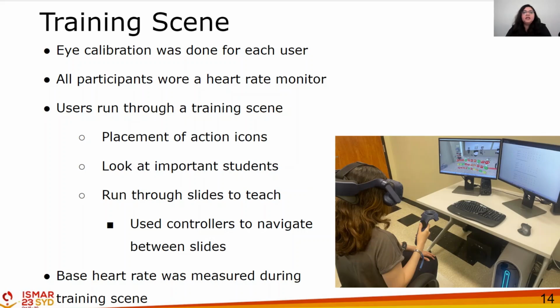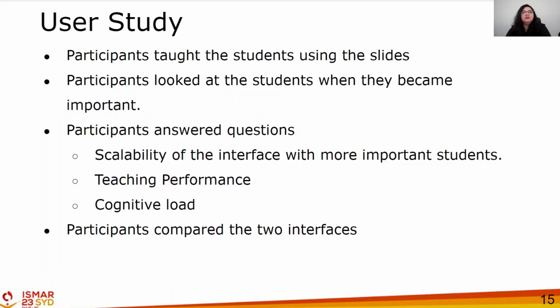The subjects ran through a training scene where they practiced what they do in the trial. They were shown how action icons appeared in the two versions of the interface. They tried how looking at a student with raised hands for 3 seconds straight removed the hand raise icon, indicating the participants had correctly identified students with a raised hand. The participants were made aware that the students' avatars were simulated students and they did not need to answer any questions or do anything else other than looking at the raised hand students. In the training scene, participants ran through the slides to prepare for the teaching task.